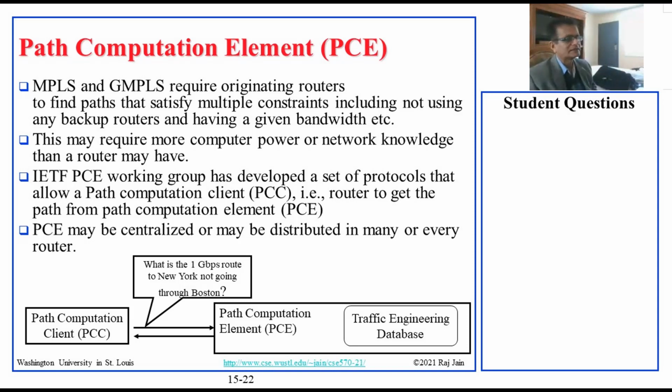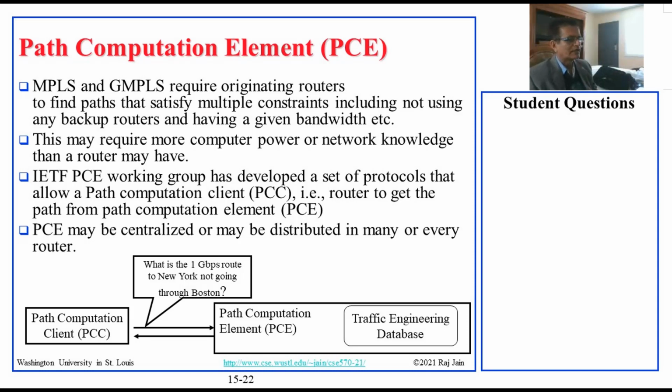All these constraints are difficult to handle in a distributed manner. So they came up with a group called Path Computation Element, PCE. The PCE is more like a centralized controller which has a complete view of the whole network and can compute the path with all the constraints. When somebody asks if there is a path from Boston to San Francisco, it can give it to them.